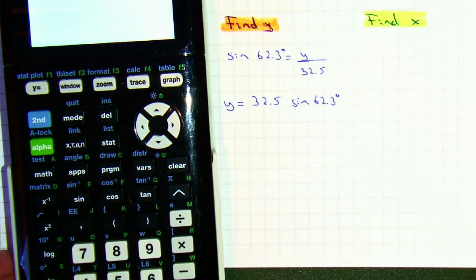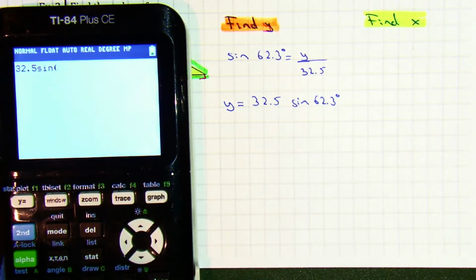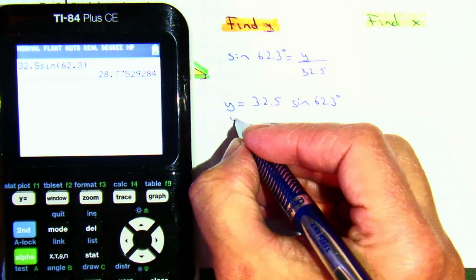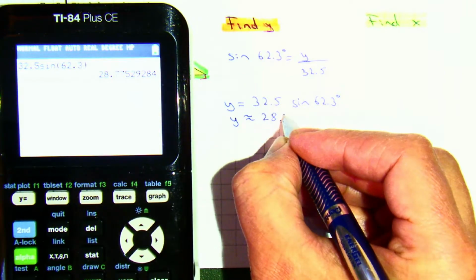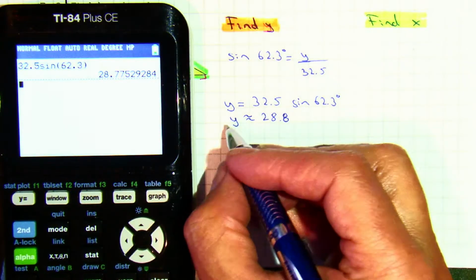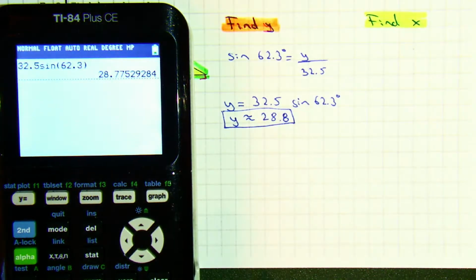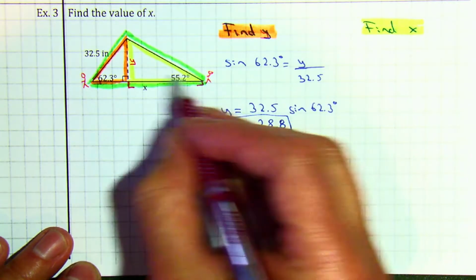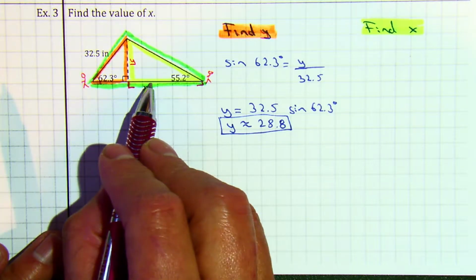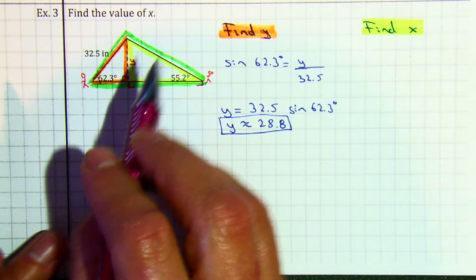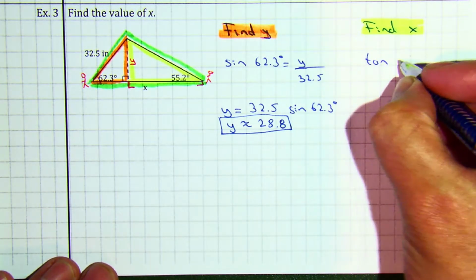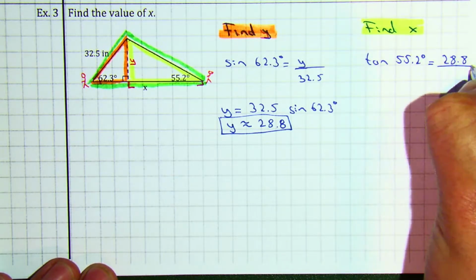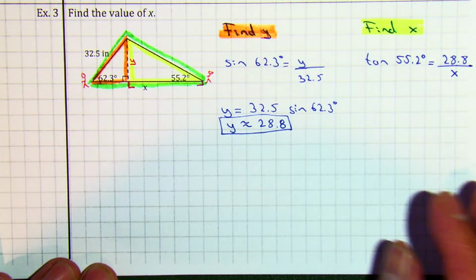That is an exact answer. We need to have an approximation, but notice that I'm going to keep this on my screen so I get a more accurate answer. So therefore, y is approximately 28.8. Now I'm going to find x, and I'm going to be standing here. That'll be my opposite, which is 28.8, over my adjacent. So I need to use SOHCAHTOA, tangent. So the tangent of 55.2 degrees is equal to your opposite, which is 28.8, over your adjacent, which is x.